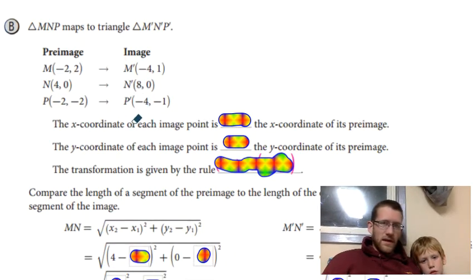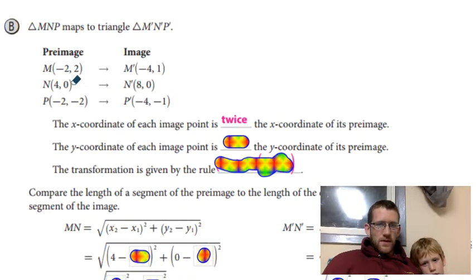So what are we doing to the x values? We're making them negative. Well, they started negative, right? -2 became -4. So it stays negative, but we multiply it by a number. What number are we multiplying it by? 4 times what number is 8? 2. Yeah, it's twice.